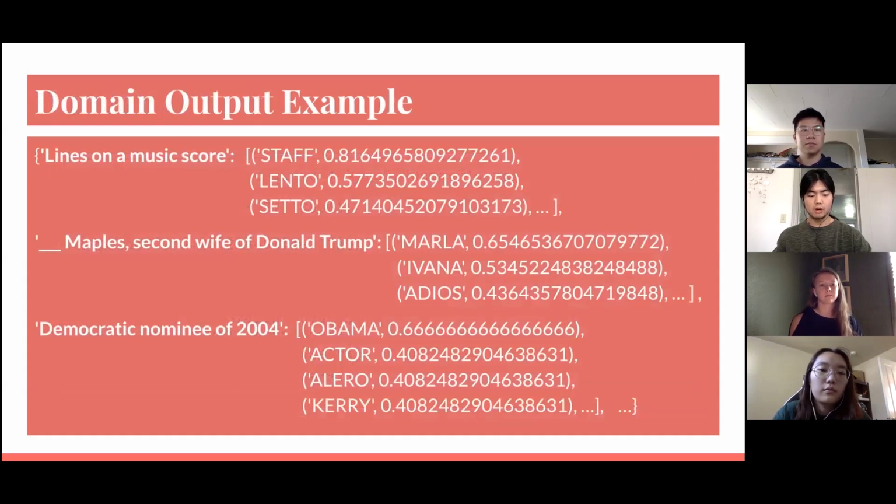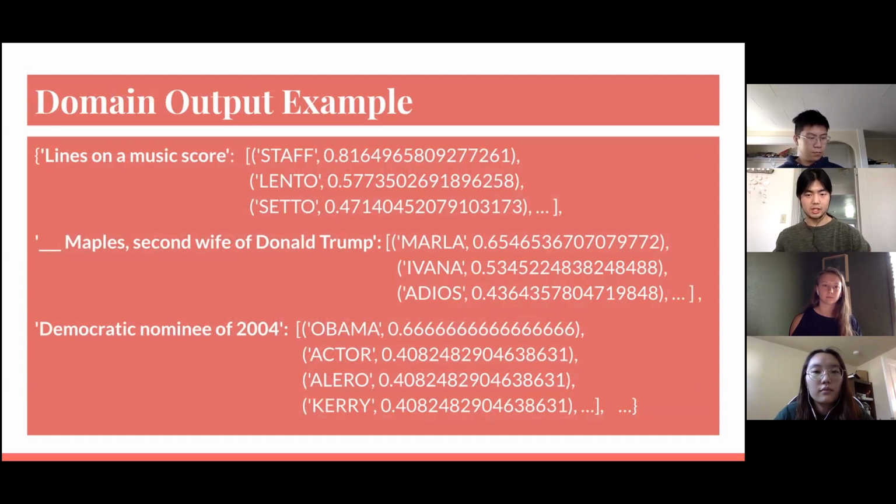So in our case, though we didn't quite use Word2Vec, we did similar techniques with mover's distance. Here are 3 examples of the domain output that we would see if we ran our code. So for example, here is a hint, lines on a music score. We would have some array, and in this array, we would have a descending order of scores based on each of the domain possible words that we can have on it.